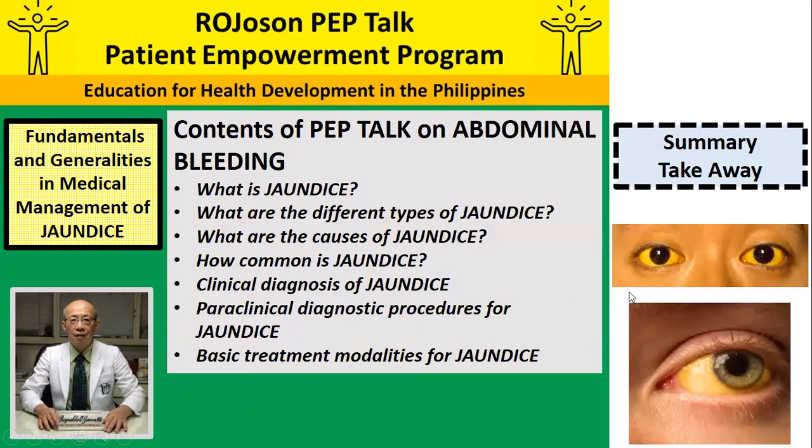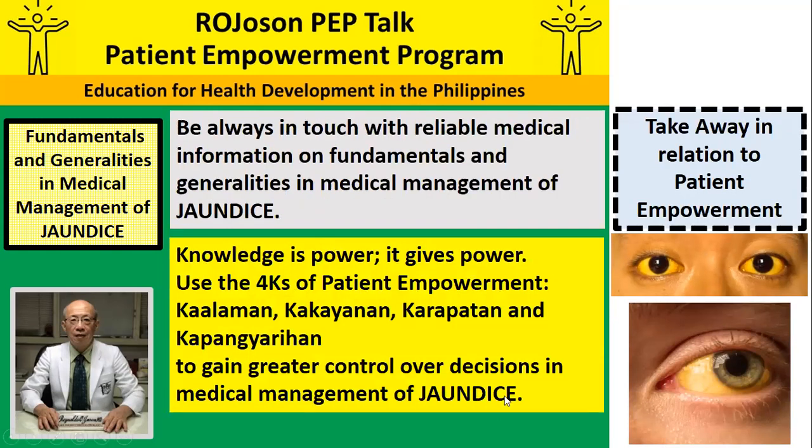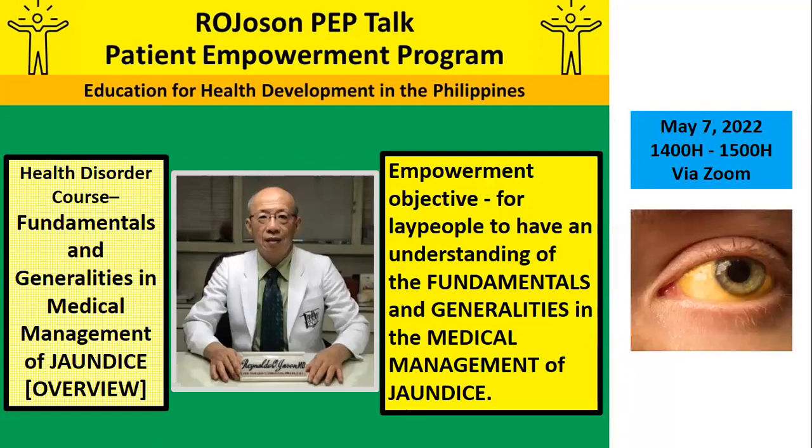So in summary, the takeaway in this talk: I have tackled what jaundice is, the different types of jaundice, the causes, how common jaundice is, clinical diagnosis, paraclinical diagnosis, and treatment modalities of jaundice. Takeaway in relation to patient empowerment: be always in touch with reliable medical information on fundamentals and generalities in medical management of jaundice. Knowledge is power, it gives power. Use the 4 Ks of patient empowerment, kaalaman, kakayanan, karapatan, and kapangyarihan, to gain greater control over decisions in the medical management of jaundice. So with that, I end my pep talk.